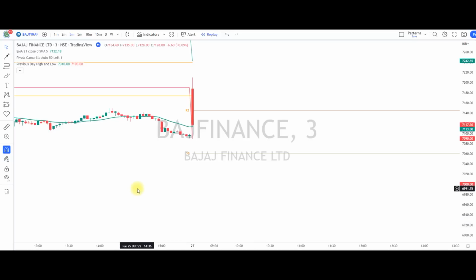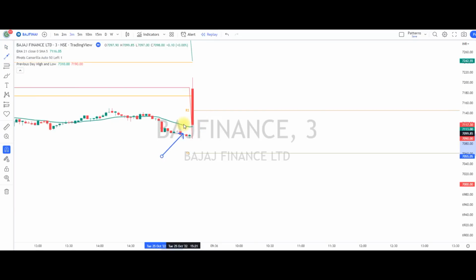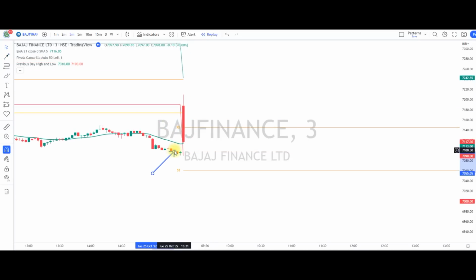We can see a few examples in stocks. This is Bajaj Finance and the time frame is 3 minutes. So we got a red candle below R3, but we will not enter here. Why? Because this candle is above the 21 days moving average. So we'll avoid this short trade. We'll wait till we get our entry.